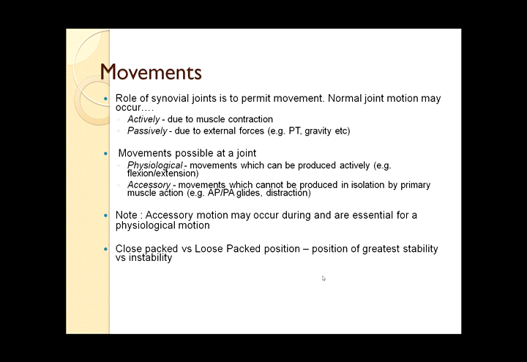The joint may be placed into specific positions. You will hear people talk about the close packed and loose packed positions of the joint. The close packed position of a joint is the position whereby the articular surfaces are maximally congruent and the ligaments are tight. This is usually the position of greatest stability. Conversely, the loose packed position of the joint is where the articular surfaces are minimally congruent and the ligaments and overlying structures are slack. This is usually the most unstable position of a joint and is the position that often may lead to dislocation or subluxation.